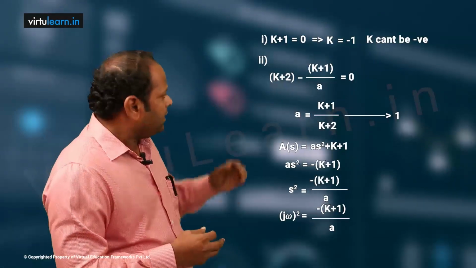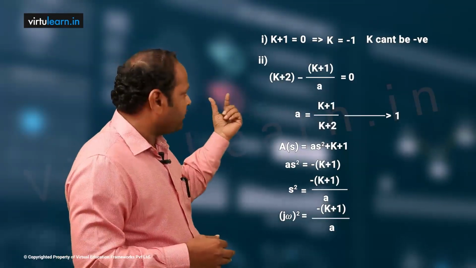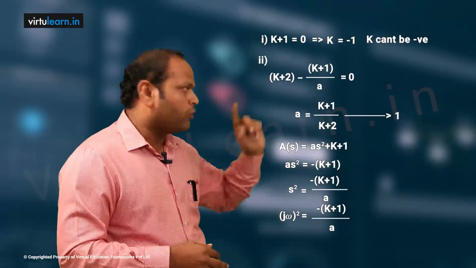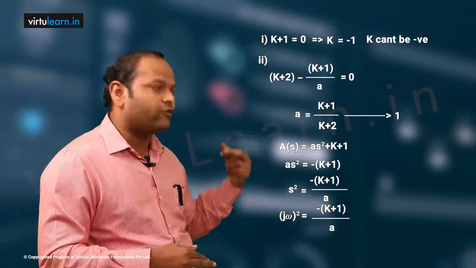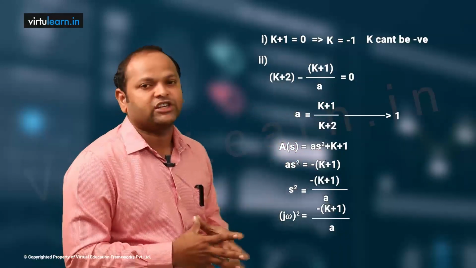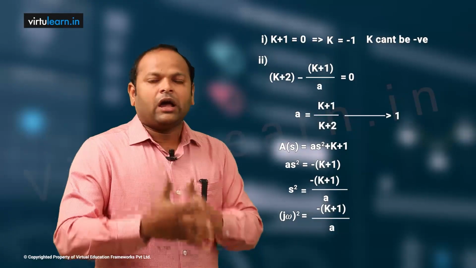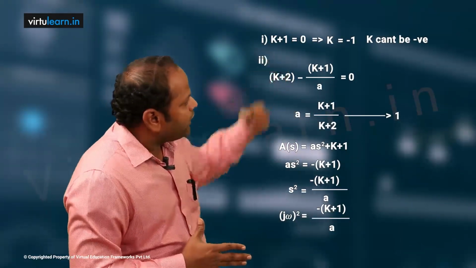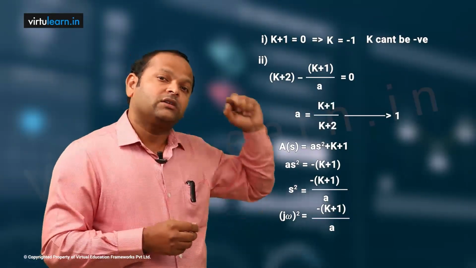That means I want to make one row 0, that row is s power 1. From that I am getting one relation between a and k. If you have only one variable, I can find out the value of k, but I have a also. Therefore we have a is equal to (k plus 2) by (k plus 1), that is equation number 1.